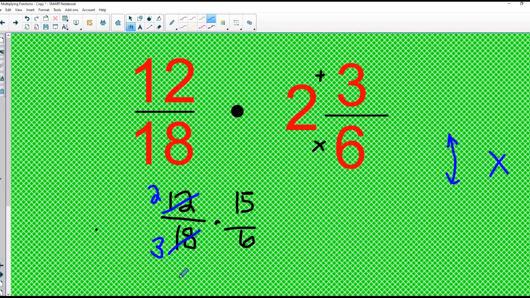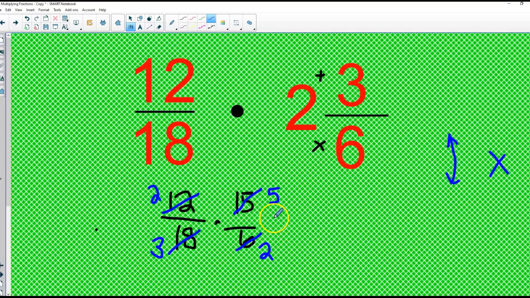Let's go to 15 and 6. Well, I think 3 goes into both of those. We can't do 2 because it's not even. 15 isn't even. So let's do 3. So if I divide by 3, I have a 5. And if I divide by 3, I also have a 2. So now this fraction is 5 over 2.